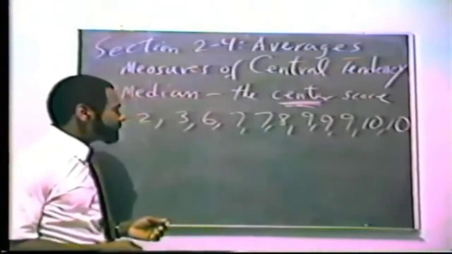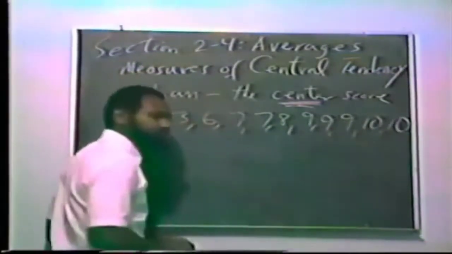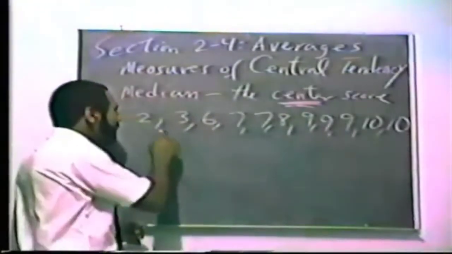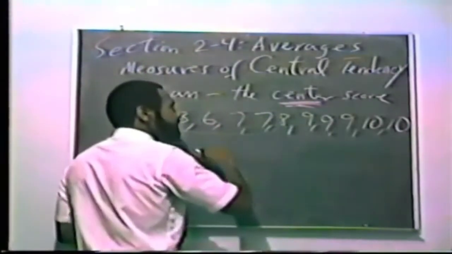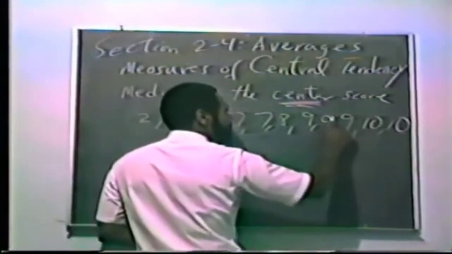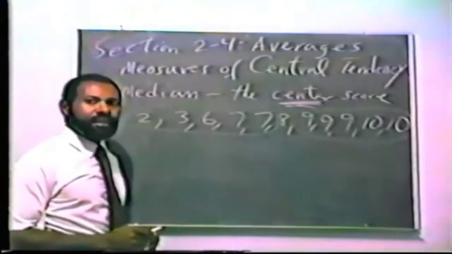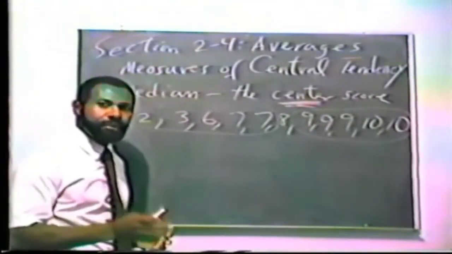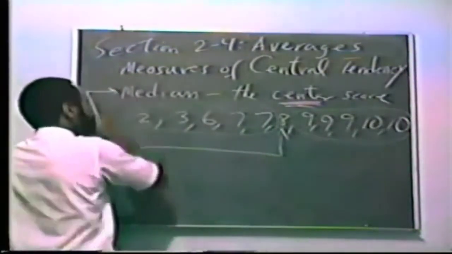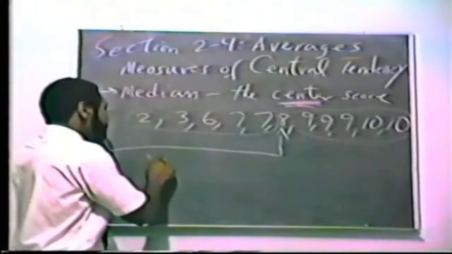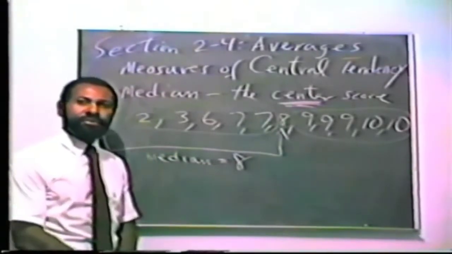Now, if we look at these numbers, we have a total of 1, 2, 3, 4, 5, 6, 7, 8, 9, 10, 11 numbers. That means that if we count over 1, 2, 3, 4, 5, we would have 5 numbers on this side. If we start from the other side and count 1, 2, 3, 4, 5, there would be 5 numbers on that side. And we can see that the middle number, the center number, is 8. That is the median. The median of this data set equals 8. And that is the measure of central tendency.